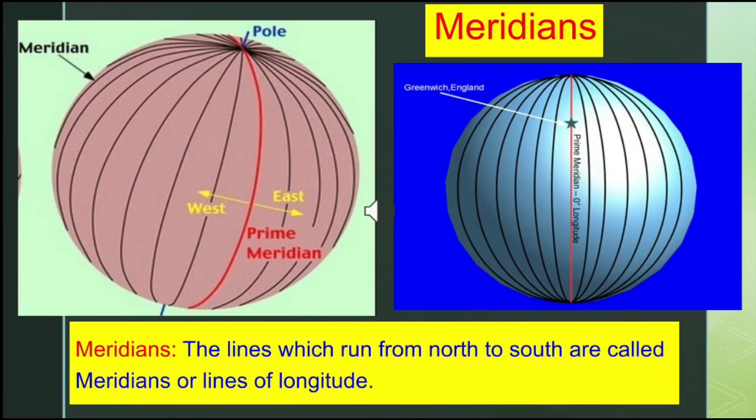First we are going to see what we mean by meridians. Meridians are the lines which are drawn or which run from north to south. They are called meridians or lines of longitude. Earlier I taught you about parallels. There we saw that the lines which run from east to west are known as parallels. Those were the horizontal lines, and here you can see a line drawn vertically which runs from north to south. Those lines are known as lines of longitude.